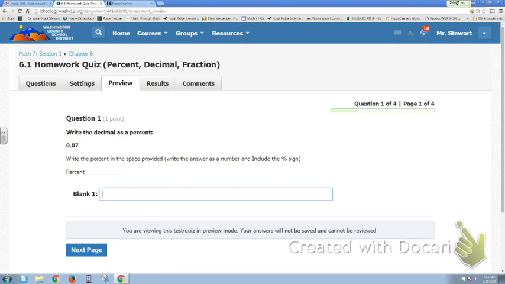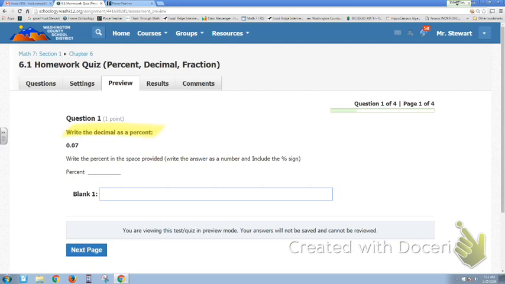You're going to be given different numbers in different formats, and you're going to be asked to convert those numbers to other formats. It's important to understand that numbers can be written in different ways. Every integer can be written as a fraction, every fraction can be written as a decimal, and every decimal can be written as a percent, and all of those can be vice versa as well.